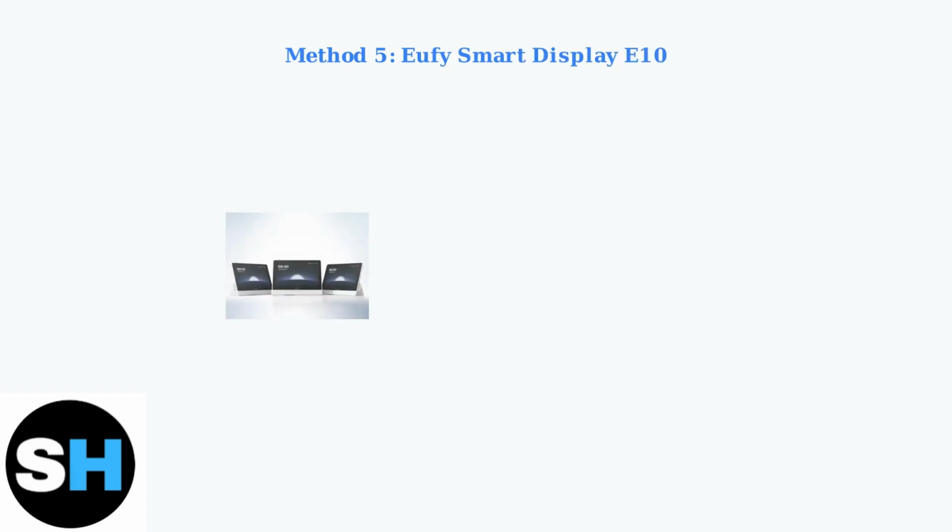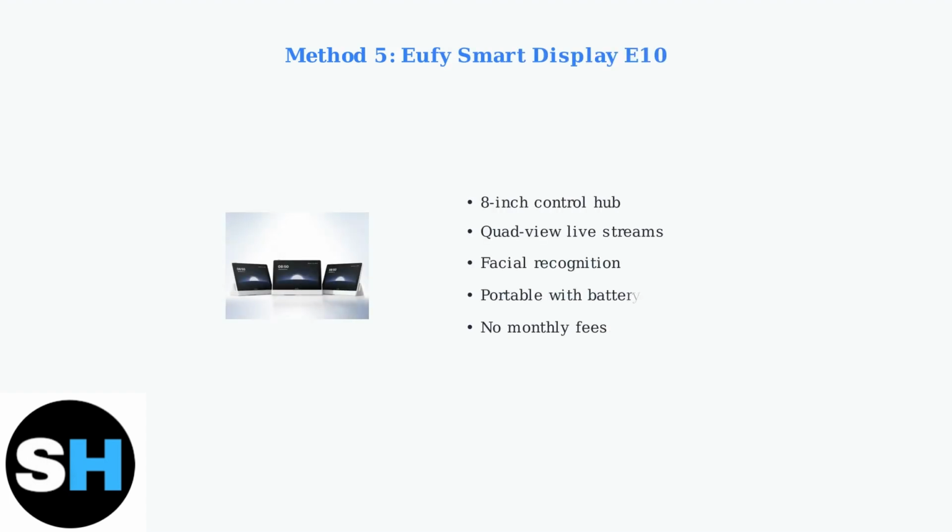Method 5 uses Eufy's new Smart Display E10, an 8-inch tablet that serves as a dedicated control hub. It can display multiple camera feeds simultaneously with quad view, includes facial recognition, and runs on battery power for portability. Best of all, it operates locally without monthly fees.